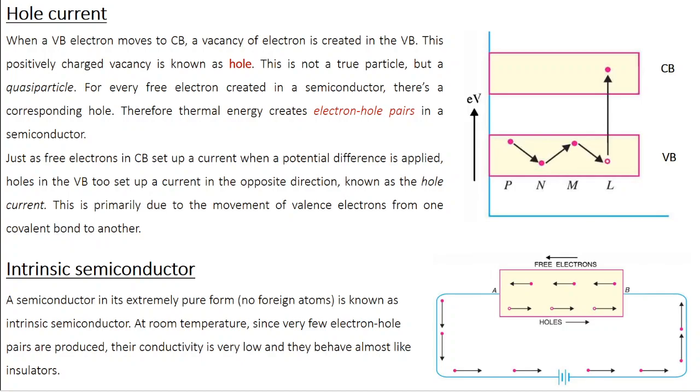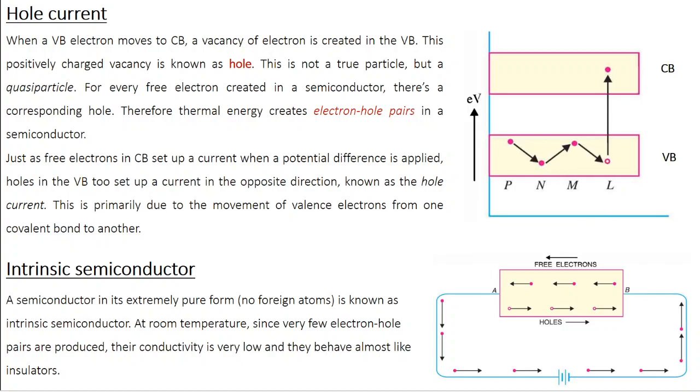Now semiconductors, you can broadly classify them into two categories. One is the intrinsic semiconductor, meaning if you take a piece of silicon, you have only silicon atoms there, no other foreign atoms. So a semiconductor in its extremely pure form is known as an intrinsic semiconductor. The intrinsic semiconductor is practically useless because this behaves almost like an insulator.